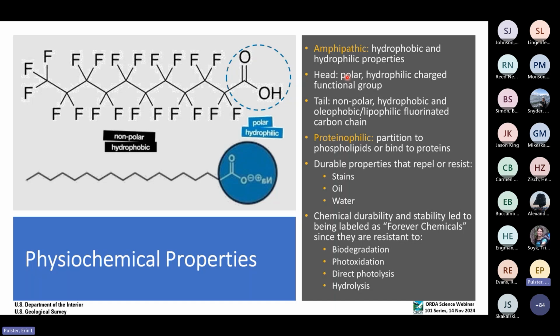if you're looking for them in biota. Some of the main properties that exist in PFAS chemicals is that they are very durable and resistant to stains, oil, and water. And because of these properties, they also are very resistant to biodegradation, photooxidation, direct photolysis, and hydrolysis. So that's kind of where they got the term forever chemicals.